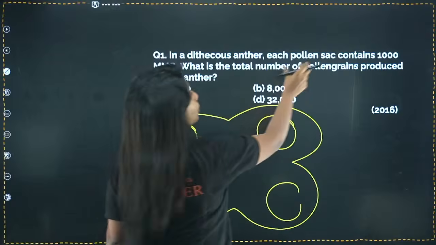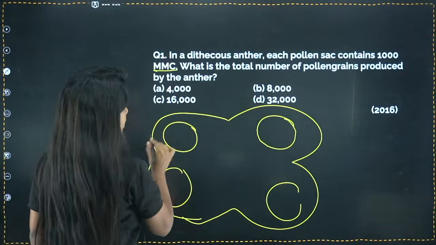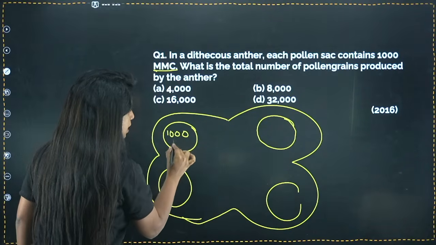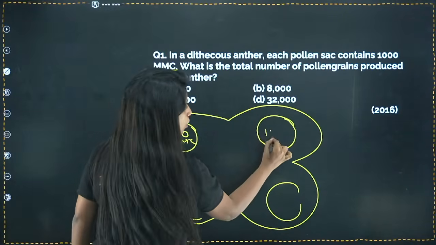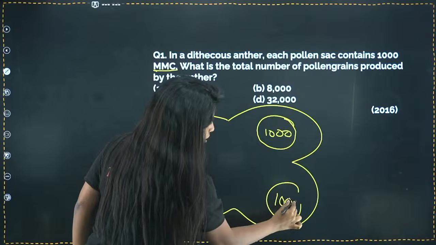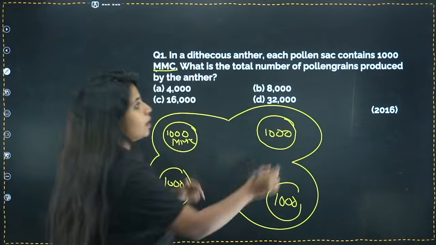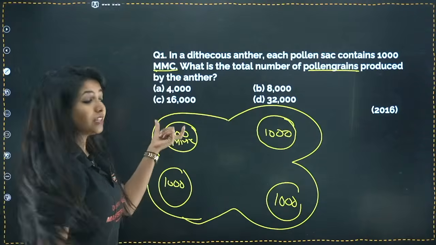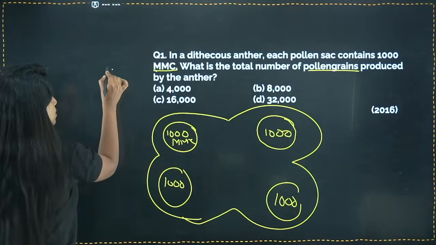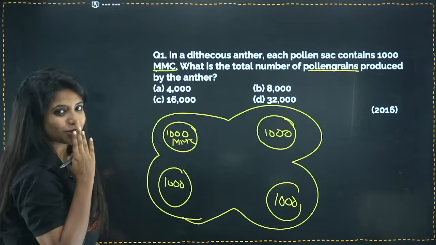Now they are saying each pollen sac contains 1000 MMC. So here you have 1000 microspore mother cells, here also 1000, here also 1000, and here also 1000. What are you asked? You are asked the number of pollen grains that are going to be produced. So you only think of one MMC.